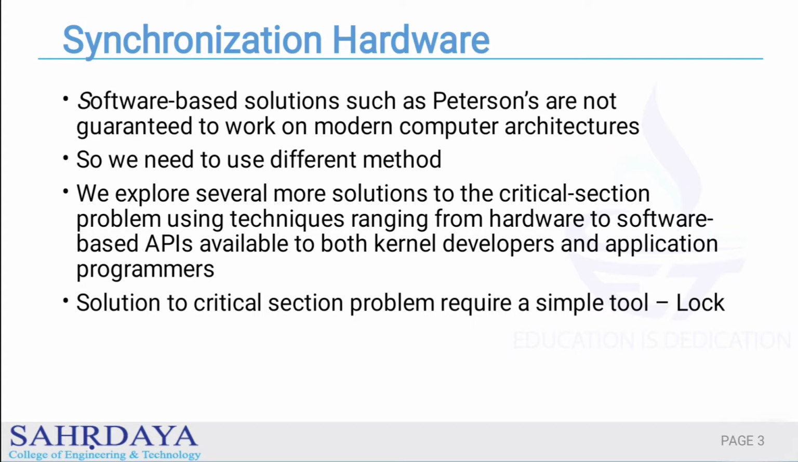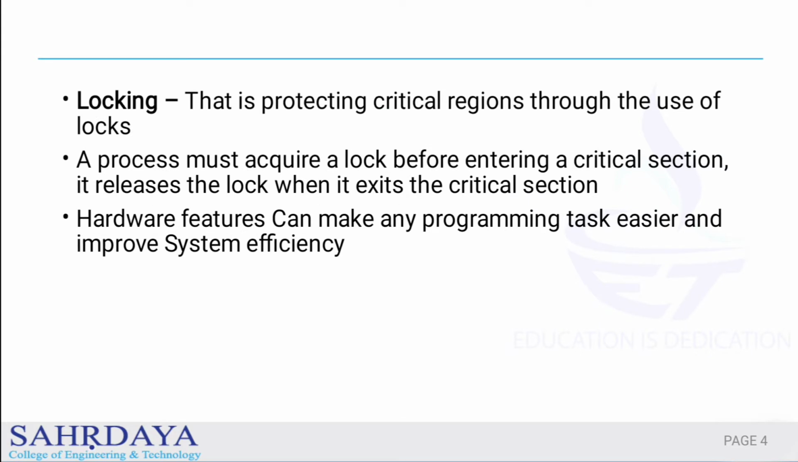For the critical section problem, we use a simple tool. It is known as a lock. Locking is the process of protecting the critical regions through the use of locks. So for this process to be done, a process must acquire a lock before entering a critical section. To exit the critical section, the lock must be released. Hardware features can make any programming task easier and improve system efficiency. So we can look at the next slide.